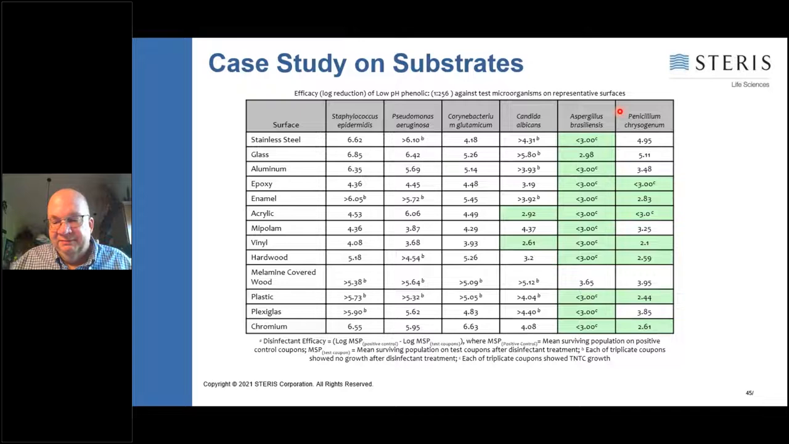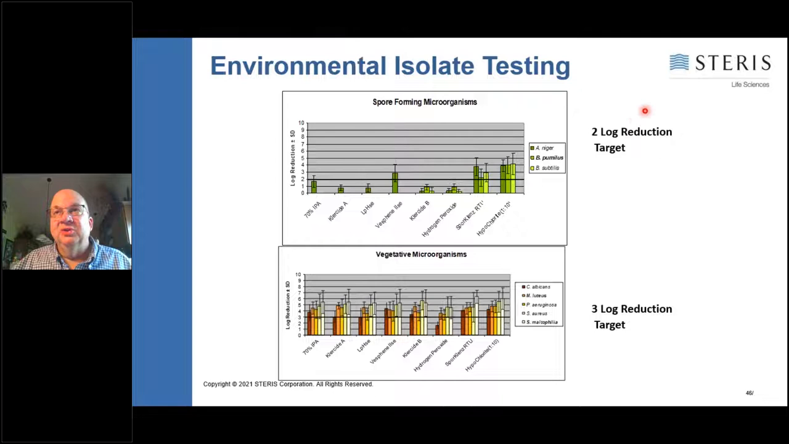We also have some very nice global test data here from a global biotech site, where they tested a whole array of different biocidal products, some of which were supposed to be sporicidal. One of the key take-home points I want to point out here is the objective they were trying to get was a 2 log reduction. And against Aspergillus, which is now called Aspergillus brasiliensis, Bacillus pumilus, and Bacillus subtilis, they only had two products.